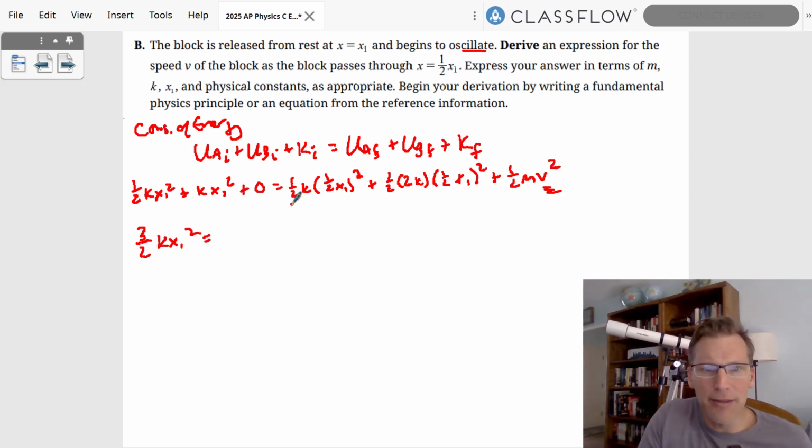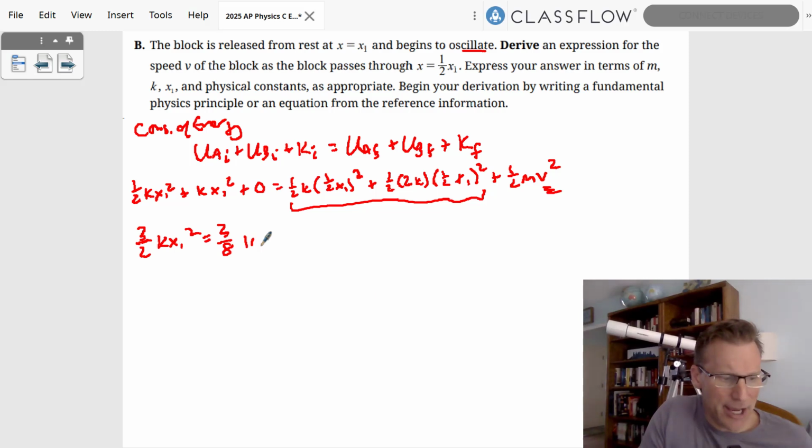If we add these two terms up, we're going to get 3/8 k x1 squared plus the kinetic energy of 1/2 m v squared.